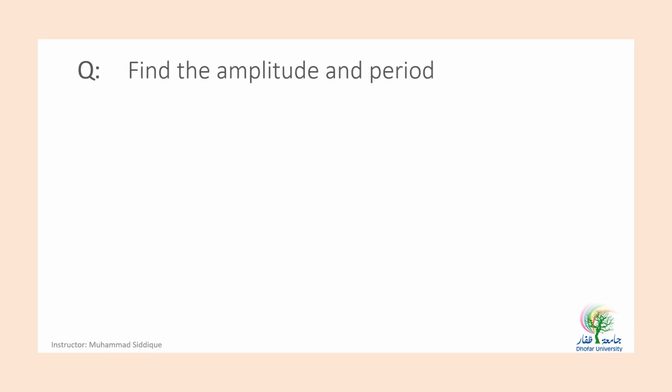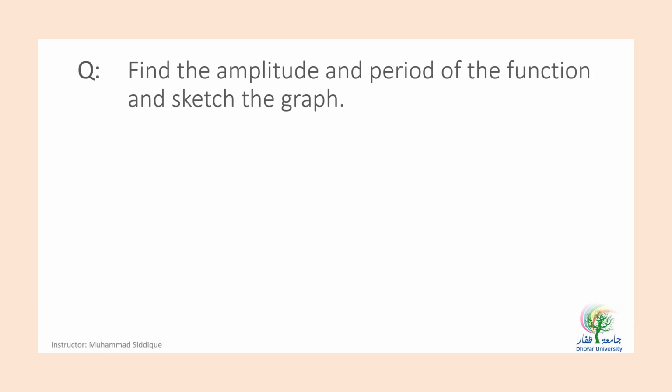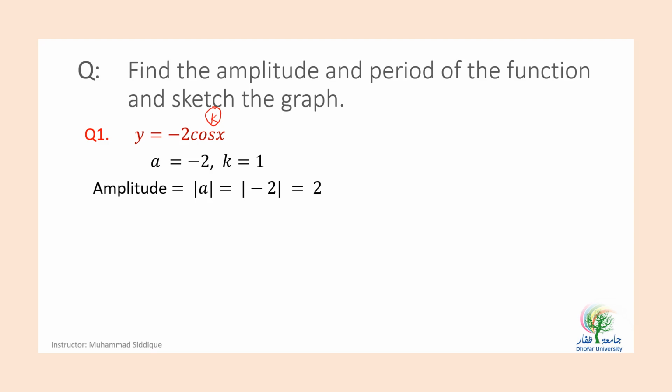The question: find the amplitude and period of the function and sketch the graph. y equals minus 2 cosine x. So a is minus 2 and k is 1 here. Amplitude is absolute a, so absolute minus 2, meaning amplitude is 2. And period is 2 pi by k, so 2 pi by 1, so 2 pi.